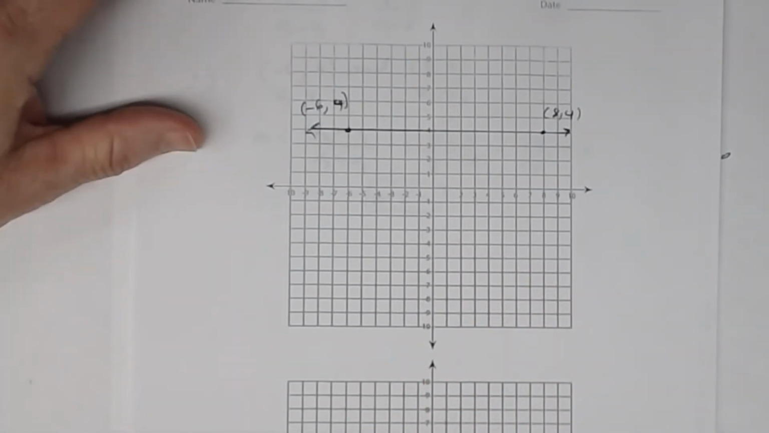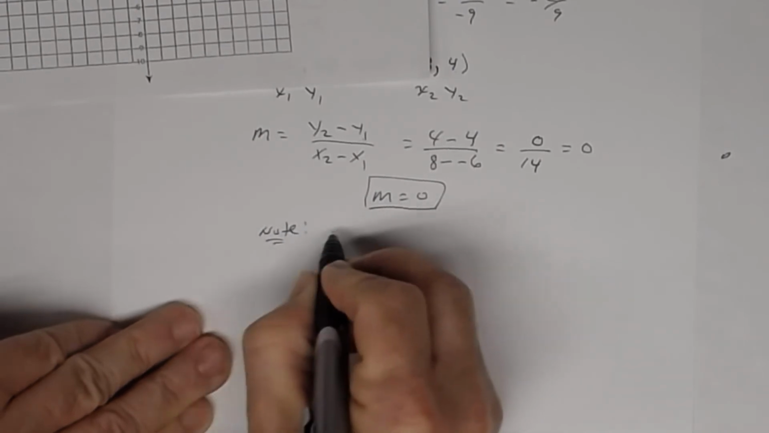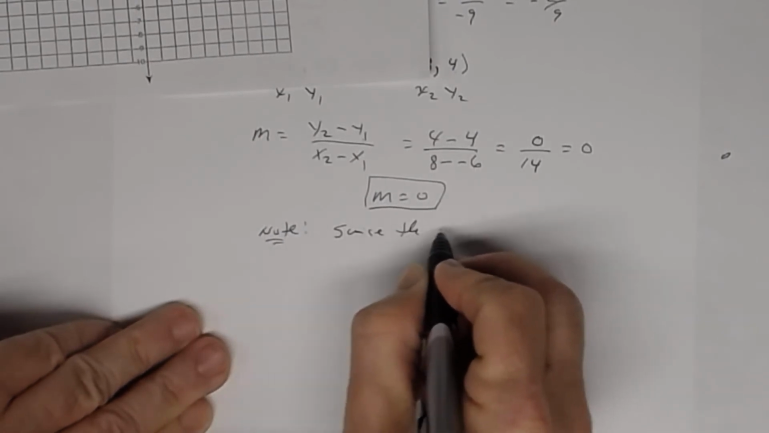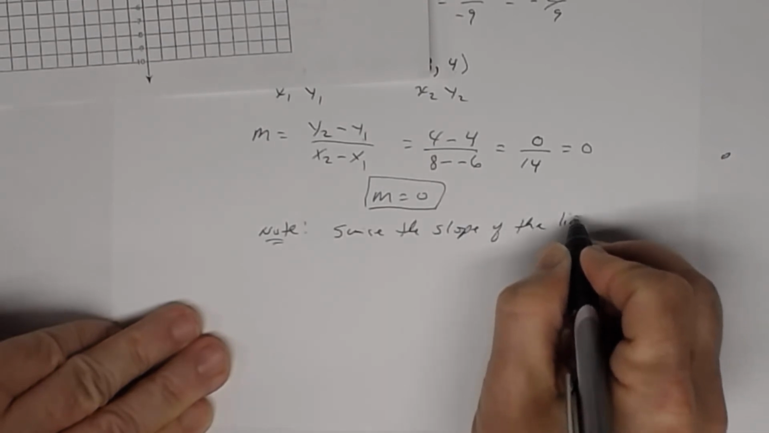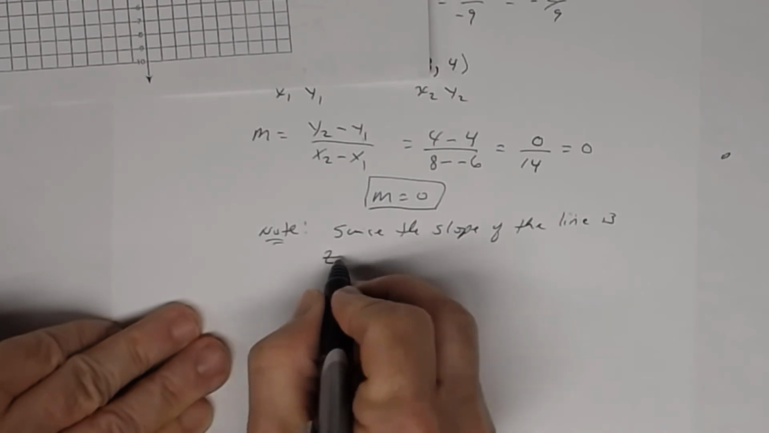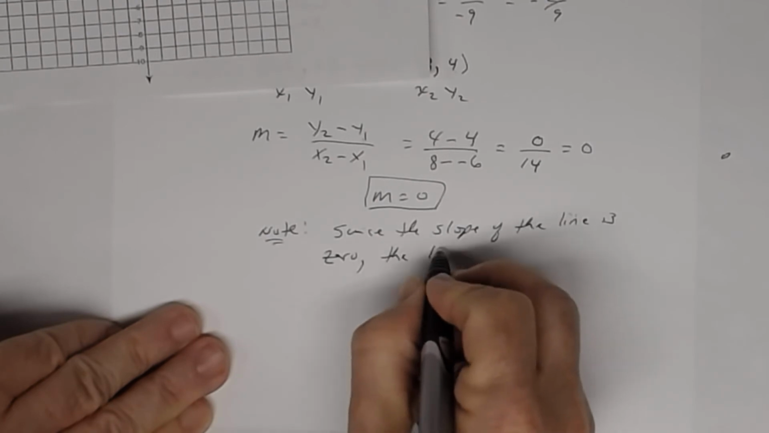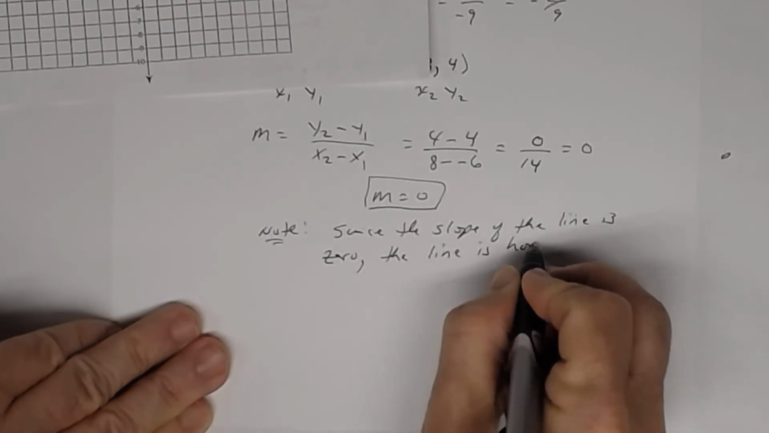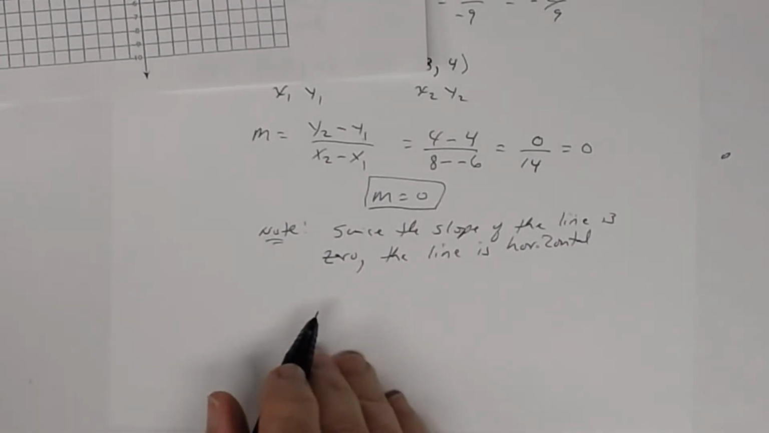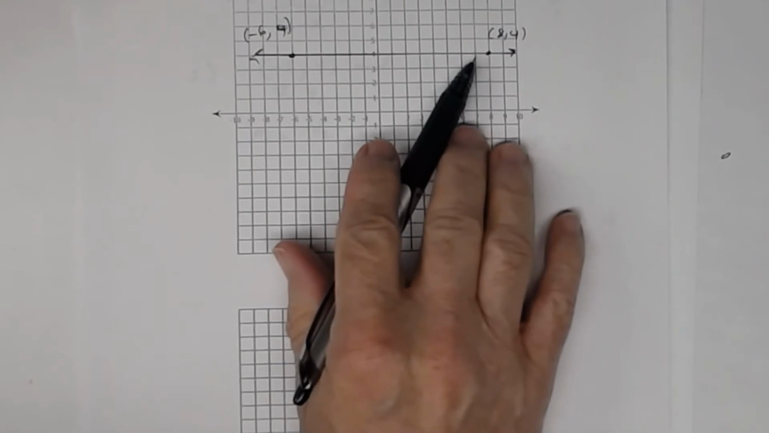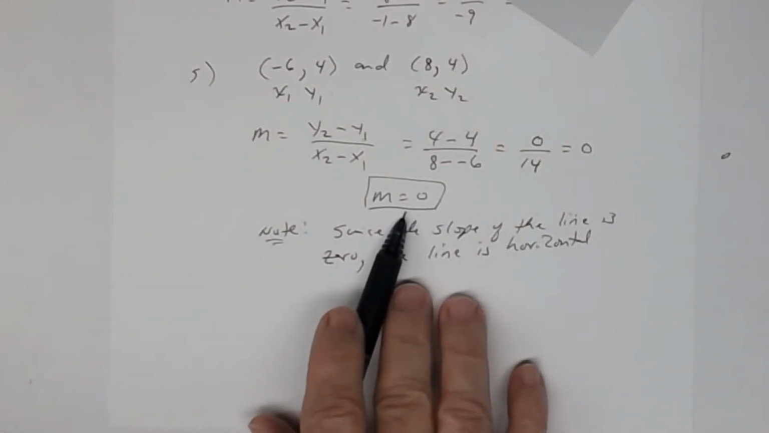So here's what I want you to remember and understand. So note, since the slope of the line is 0, the line is horizontal. So whenever you have a horizontal line, all horizontal lines will have slope 0.